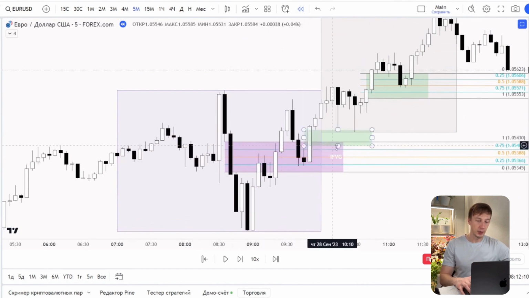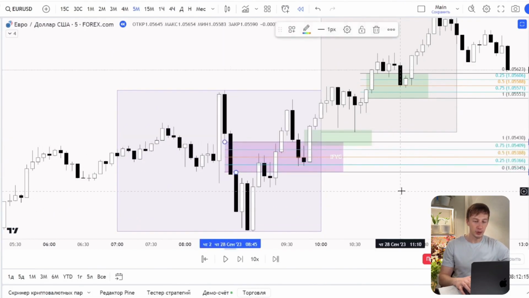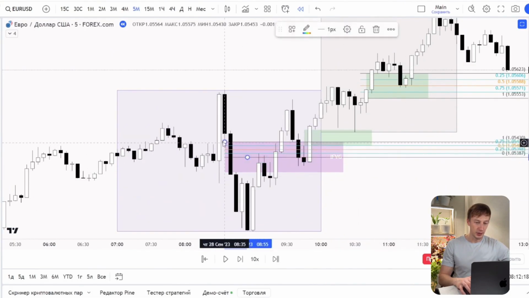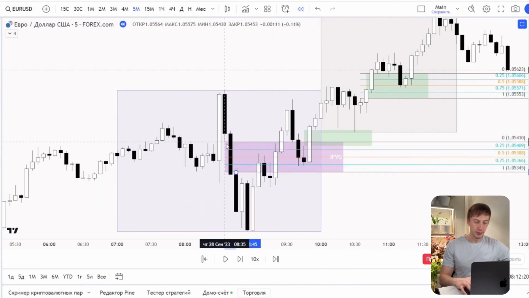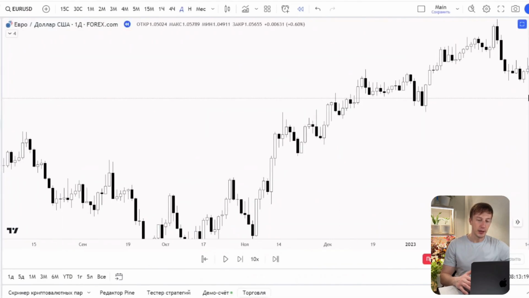We respected the level at as much as 0.25 of this inversion FVG, or rather 0.75, since initially it was bearish and then became bullish. After that, the price moved out of the zone, and here you could look for a safe, quick, and clear entry to capture liquidity. Now let's look at the daily chart.